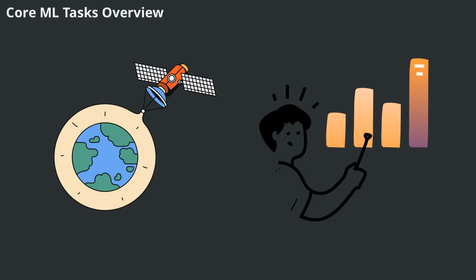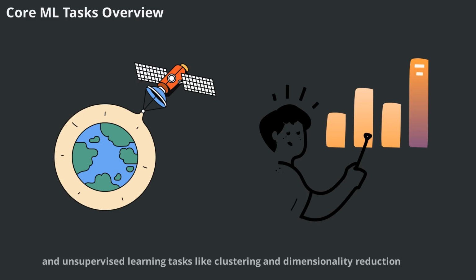These tasks are grouped into two categories: supervised learning tasks like classification and regression, and unsupervised learning tasks like clustering and dimensionality reduction. Each task serves a unique purpose in the world of ML, helping us solve different types of problems.